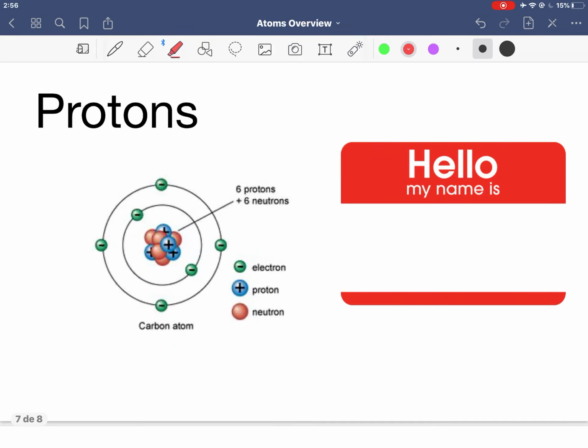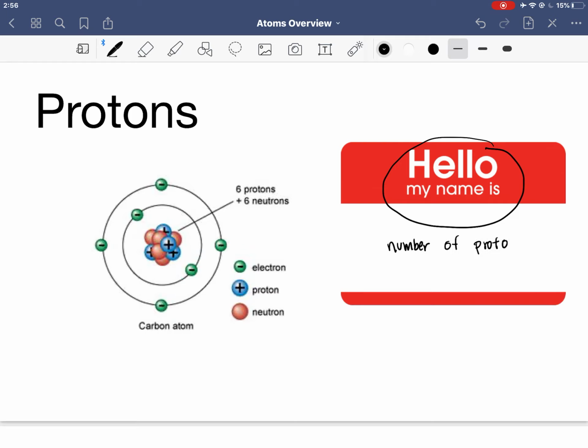Looking a little bit more in depth at protons, I think of protons kind of like a name tag. The number of protons is always equal to the atomic number. You'll notice there's also neutrons, there's also electrons inside of an atom. The numbers of those can vary, but it's the number of protons that tells me which element I have.